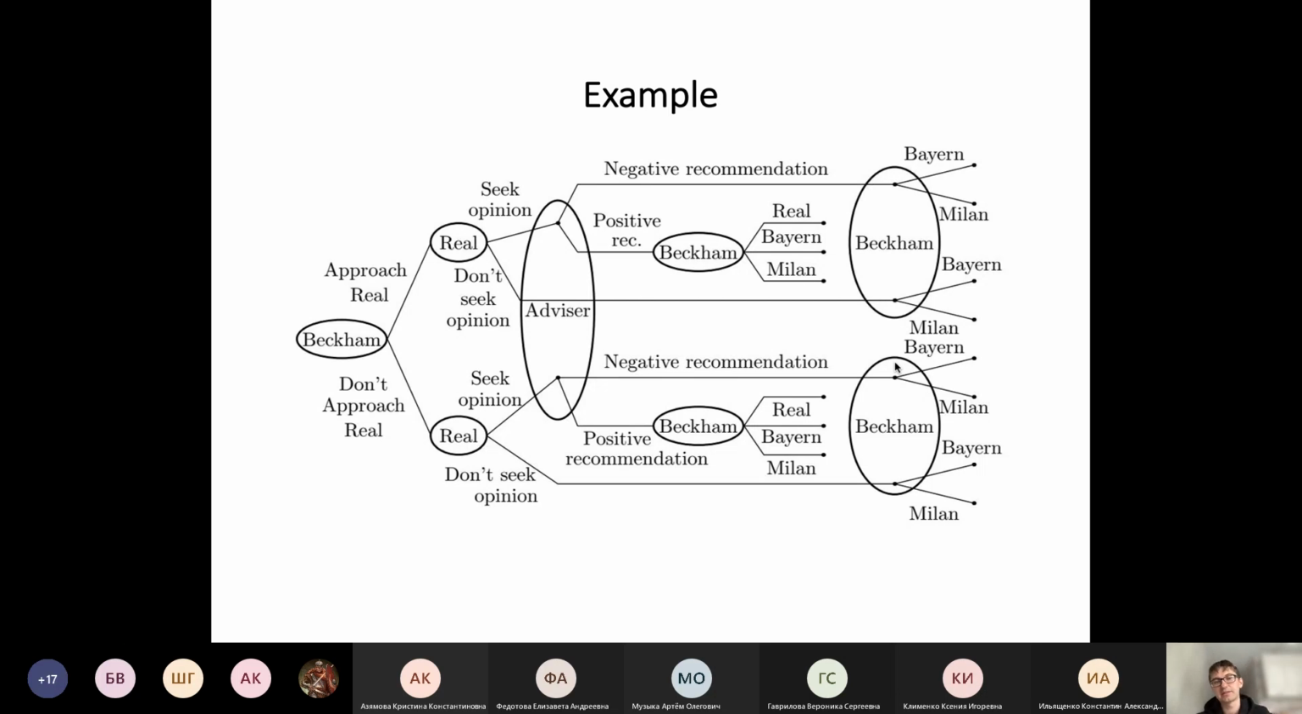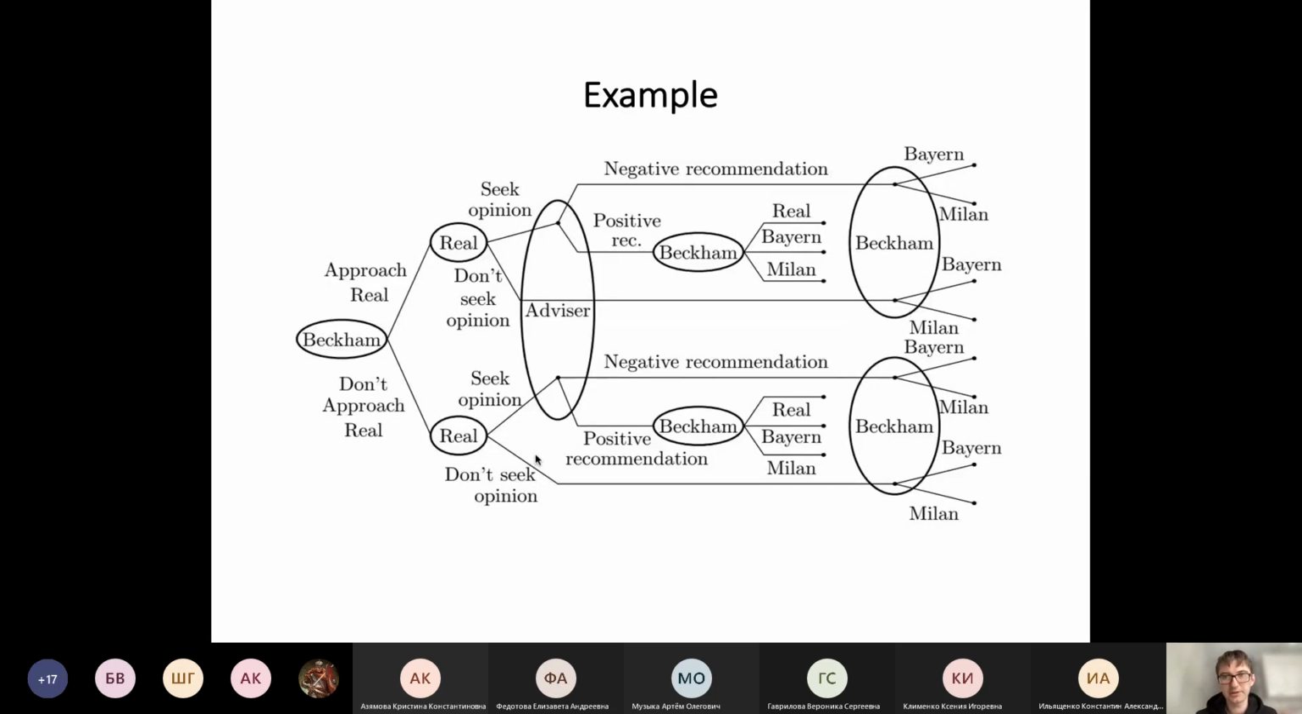So what about Real Madrid? Can you count information sets? So how many information sets does Real Madrid have? 2, and all of them are trivial. Right. And what about the advisor? 1. Mm-hmm. The non-trivial. Right. So the first task is done.